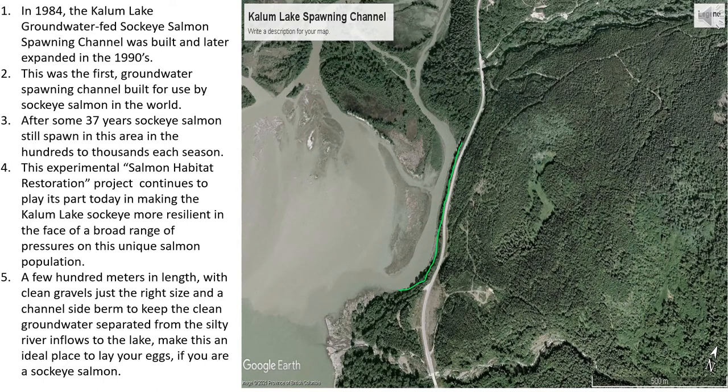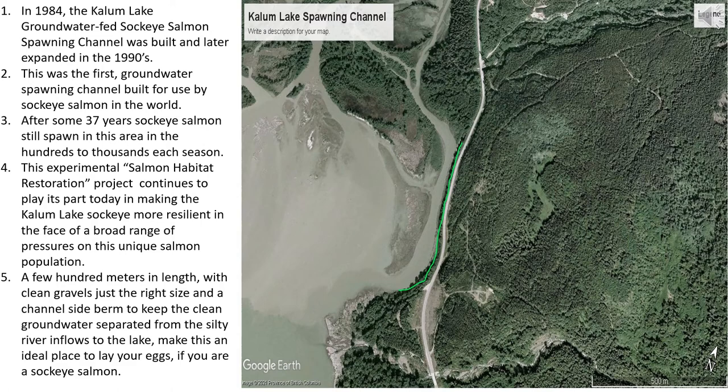So it's always a little bit fun and exciting to try new things when you really don't know what you're doing. And this is the definition of this Calum Lake groundwater fed channel. So in 1984, a channel was built along the toe of this large gravel bank at the base of a road. There was a road just uphill from us. So not a very pretty sight.